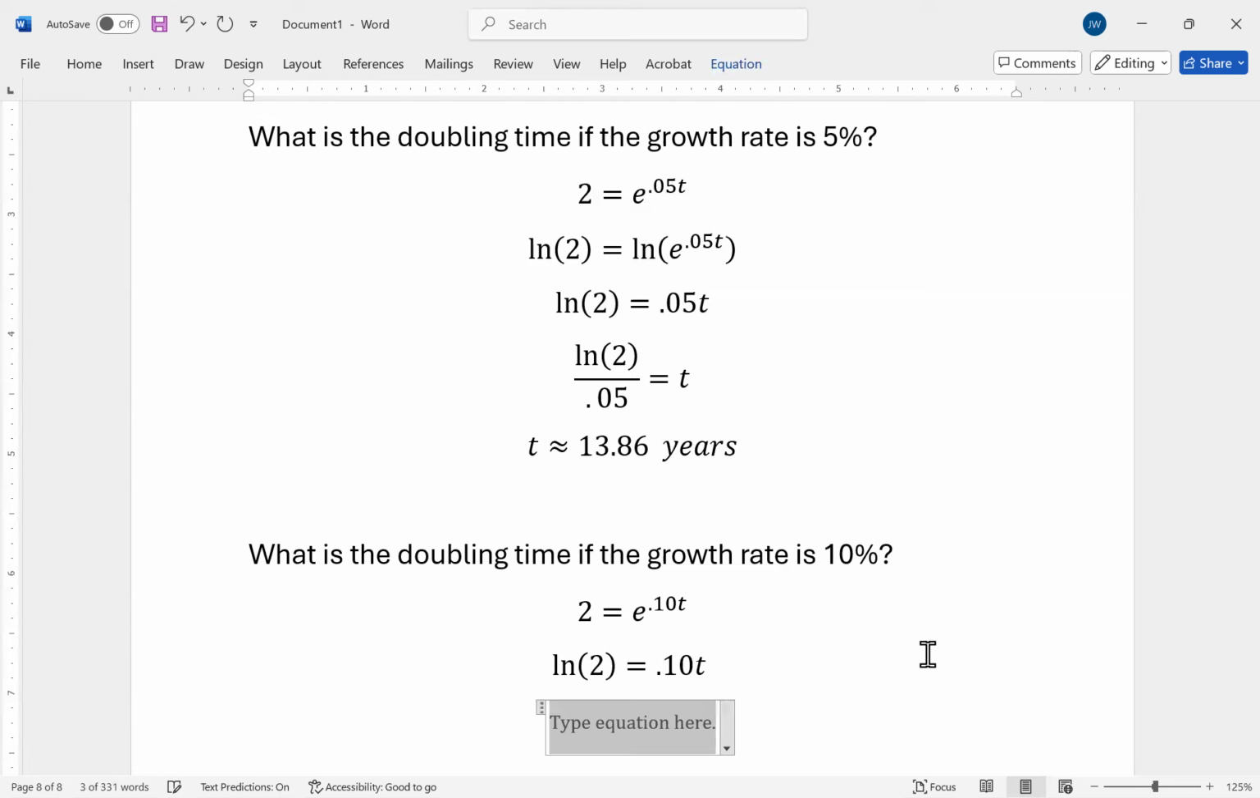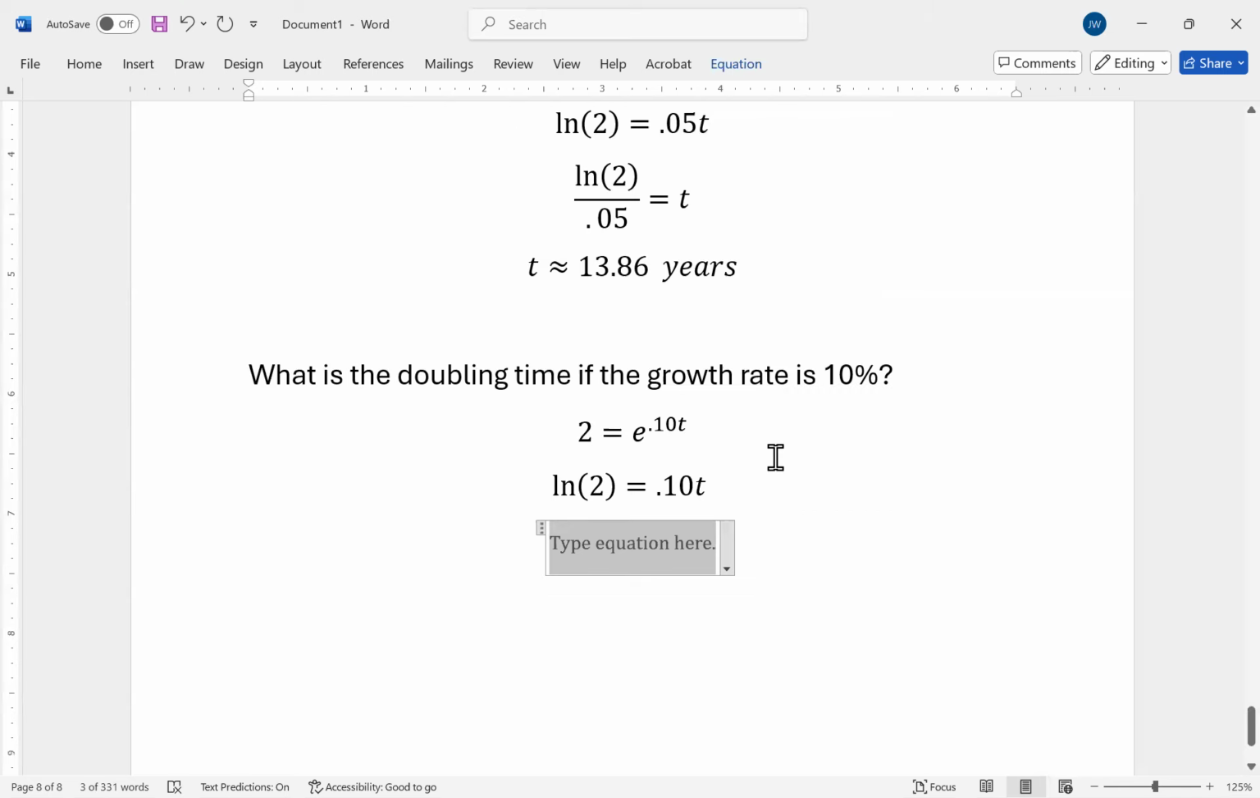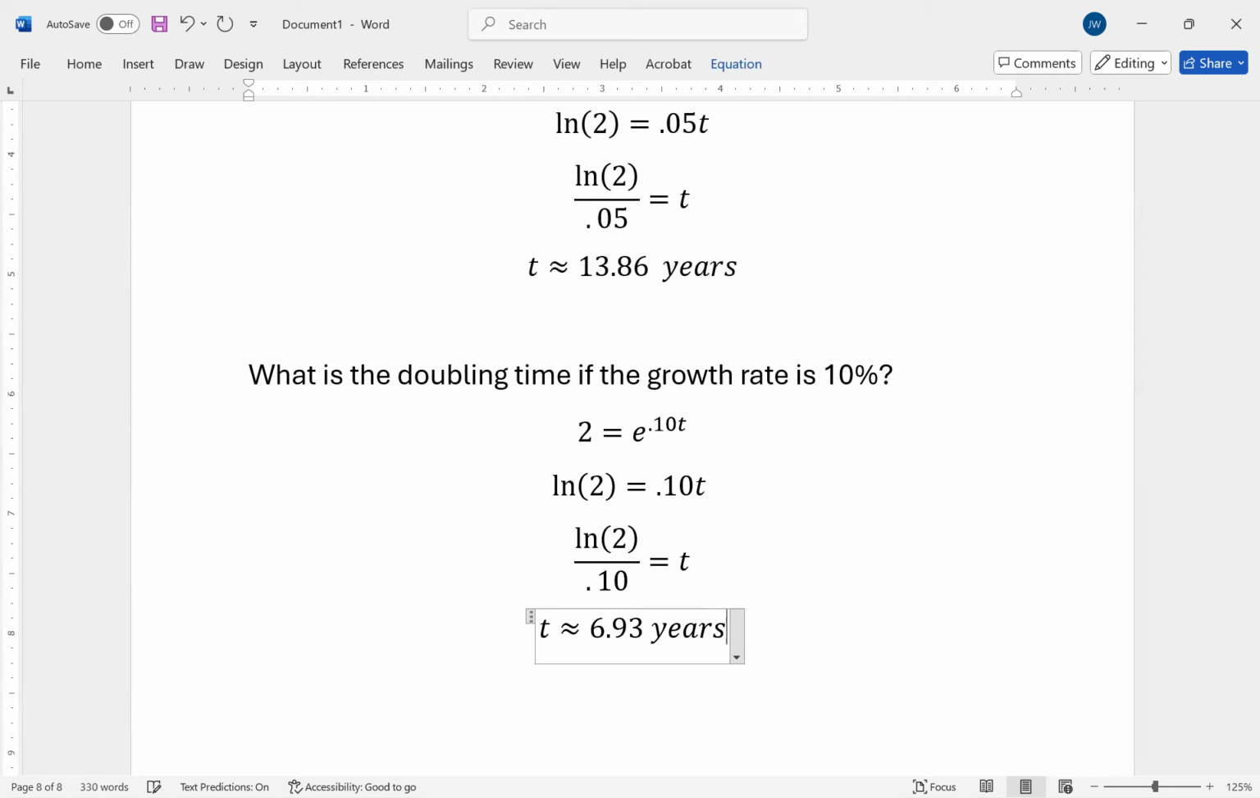And notice that in order to find t, we're taking natural log of 2 and simply dividing it by 0.10. That gives me an approximate value of 6.93 years. By the way, notice that 6.93, if you doubled that, you'd get 13.86.